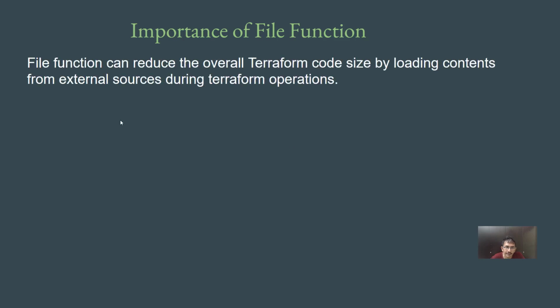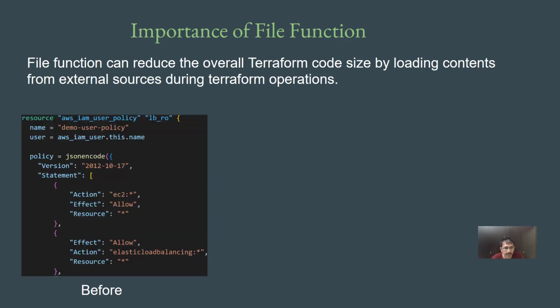Now at a high level overview, the file function can reduce your Terraform code size significantly by loading the contents from external sources during your Terraform operations. Now let's understand this with a screenshot where you are creating a simple IAM policy which allows certain actions, like it allows all actions on EC2 service, it allows all actions on Elastic Load Balancing service and so on. So you are creating an IAM policy called demo user policy, and this policy has this JSON code. Now this JSON code can be say 20 lines, it can be 50 lines, it can be 100 lines and so on. So this is the before example.